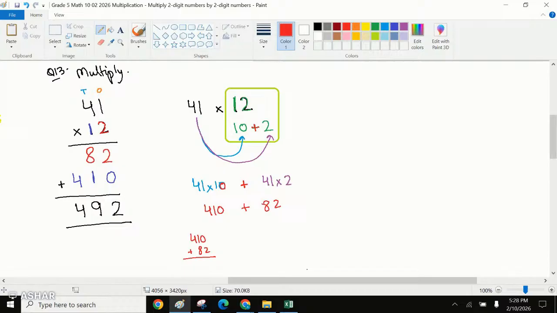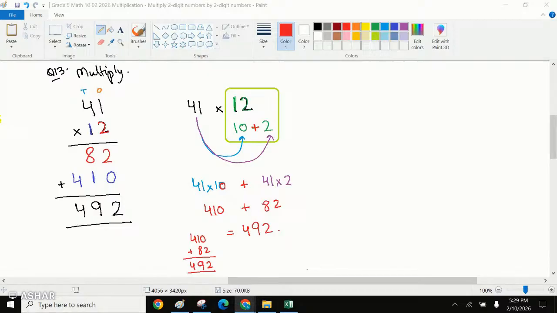You're not bound to do it this way, just an alternate. 0 plus 2 is 2. 1 plus 8 was 9 and 4. So we can still say the answer comes out to be 492. What I'm trying to explain to you is we can break the numbers also. Okay? We can always break the numbers, but we cannot break both the numbers. We can always break one of the numbers at your level. Okay, we can do this question in an alternate way as well.